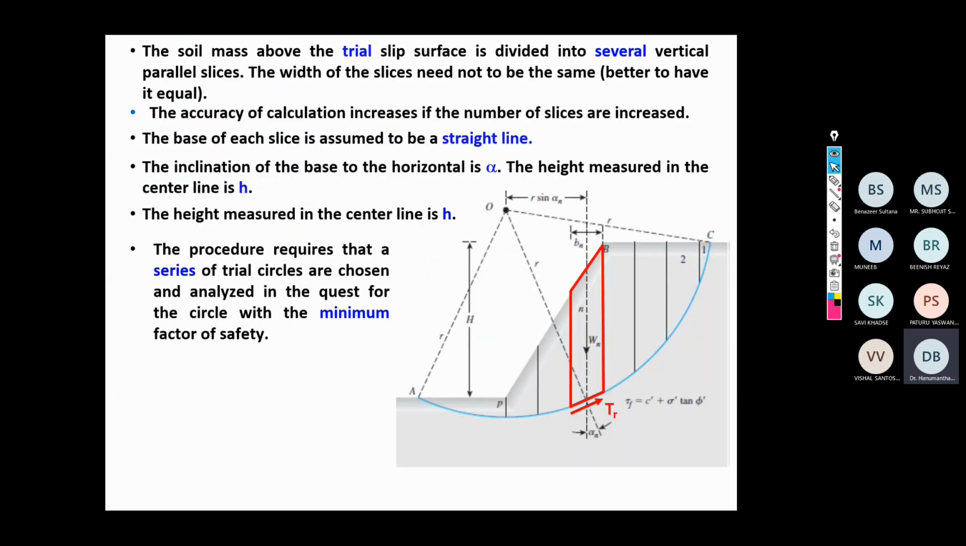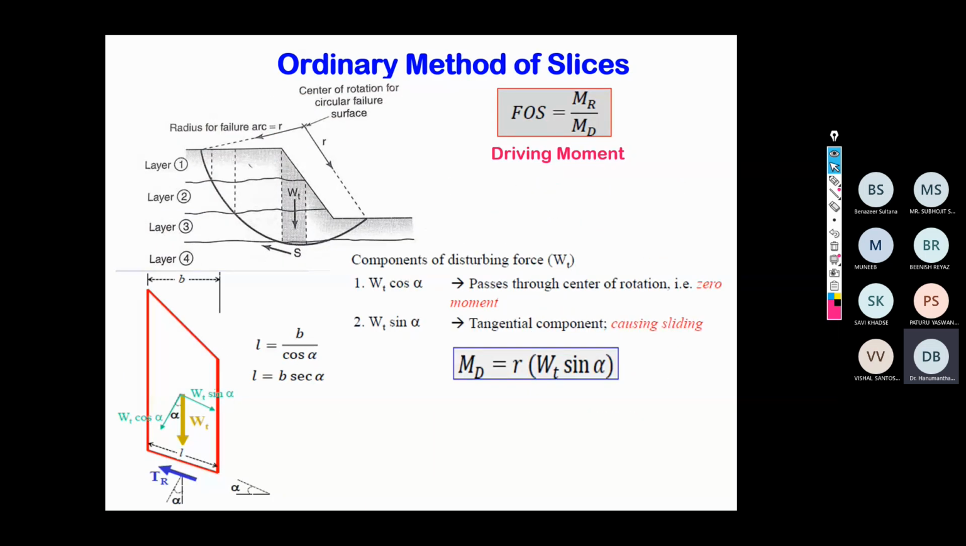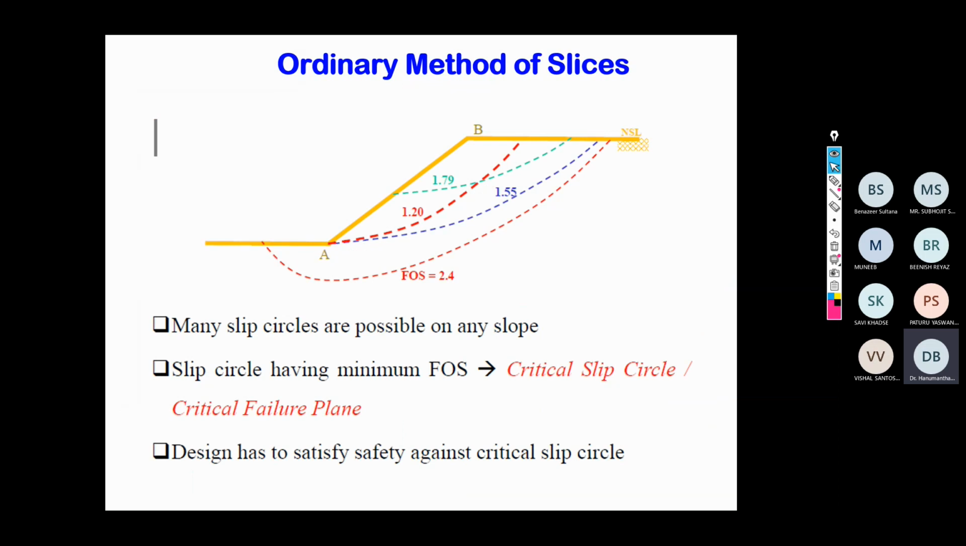So that is one thing. Next, let us come to the method of slices, either the ordinary method of slices or Bishop's method. As I told, in the method of slices, the failure plane again could be a slope failure, a toe failure or a base failure.